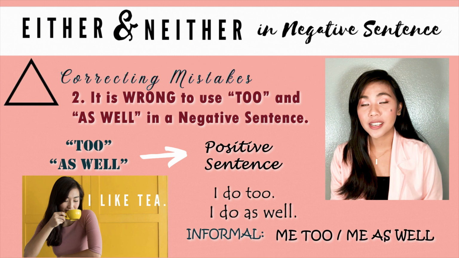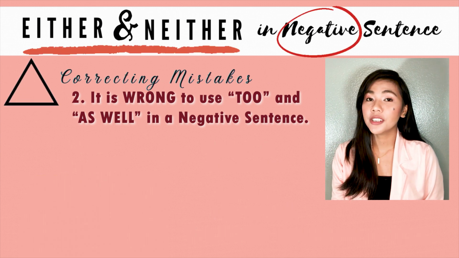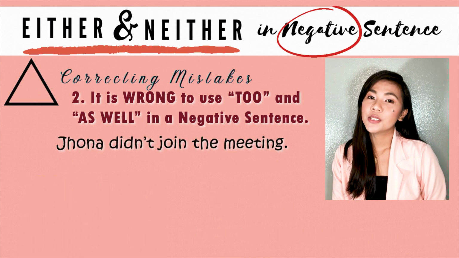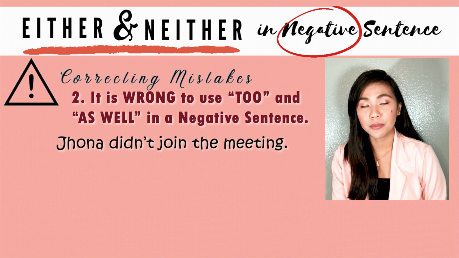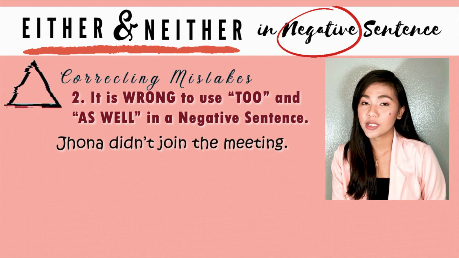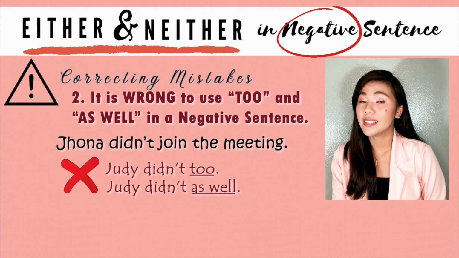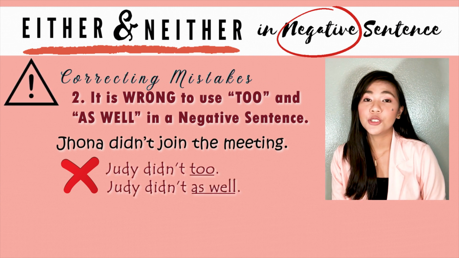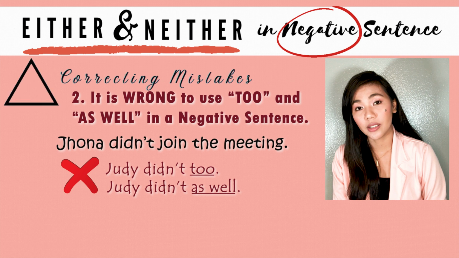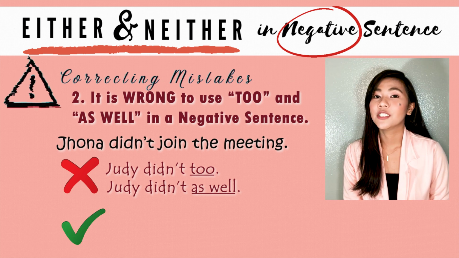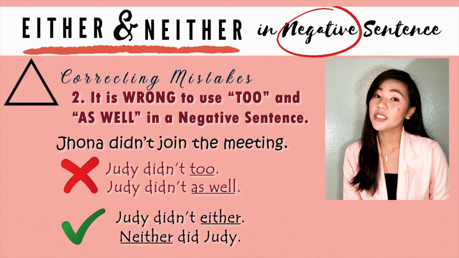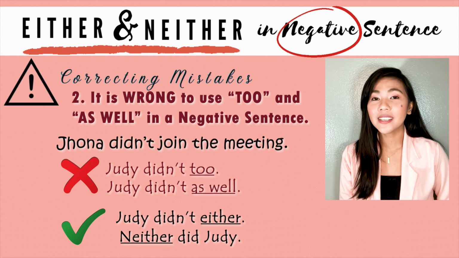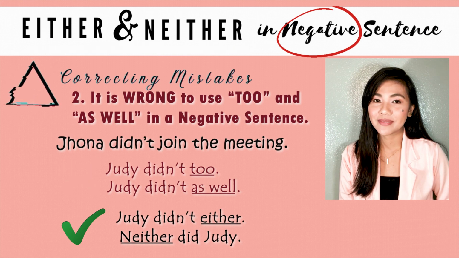Now, in a negative sentence we use either and neither. So in the same example, we say, "Jonah didn't join the meeting." So it's wrong to say, "Judy didn't too," or "Judy didn't as well." So you could say, "Judy didn't either," or "Neither did Judy." So that's how we use either and neither in a negative sentence.